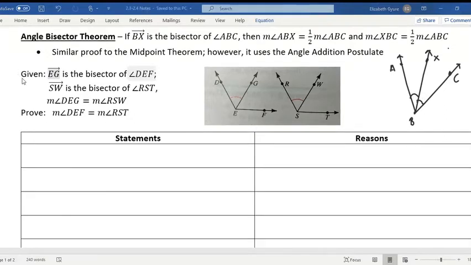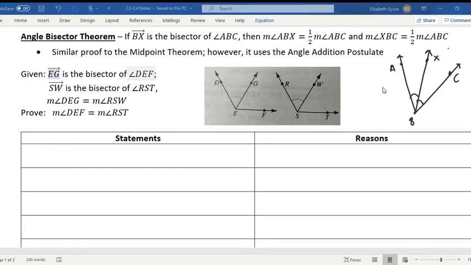Look at this proof here where we're given that ray EG is the bisector of angle DEF, which we can see here, ray SW is the bisector of angle RST, and the measure of angle DEG is equal to the measure of angle RSW. We're going to prove that the measure of angle DEF is equal to the measure of angle RST. So those are the whole angles there.